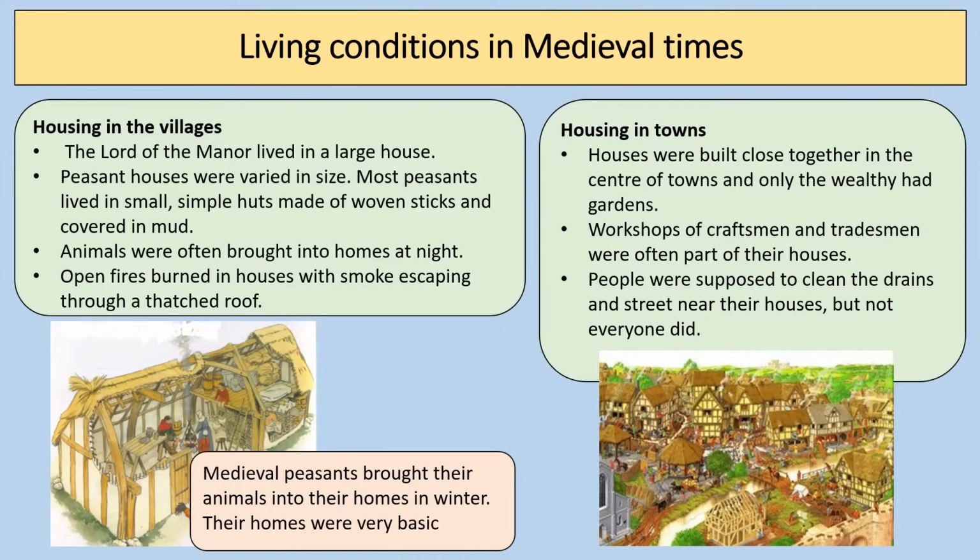Animals would be brought into the home at night, particularly in winter. There would be open fires which would burn in houses with smoke escaping through a thatched roof. There would have been very little light into these homes at all. You can see there's no real kind of windows that they have. There's certainly no glazing that would have gone on in medieval times. Their homes are pretty basic, as you can see there.